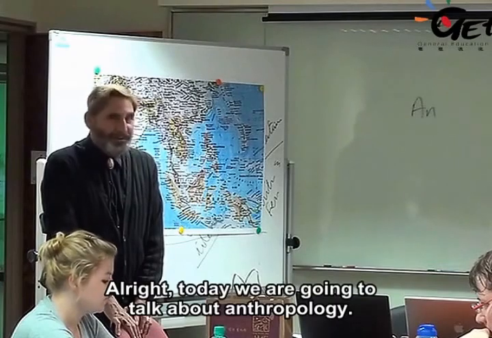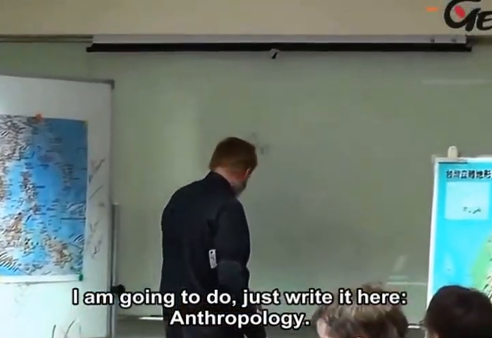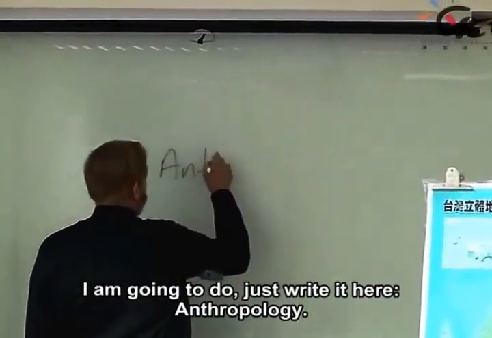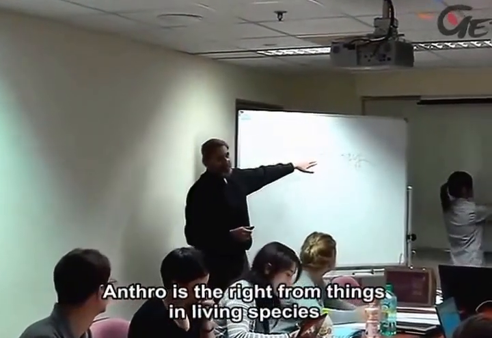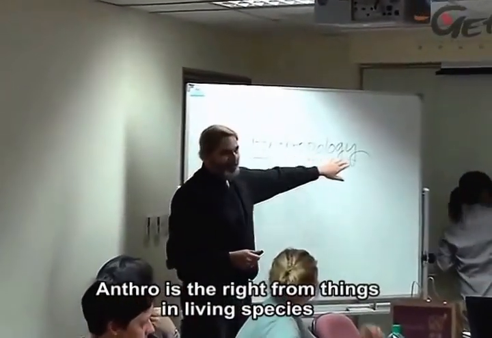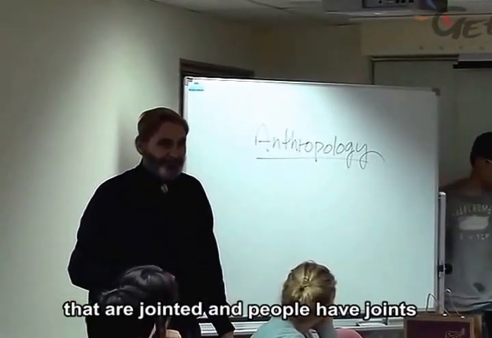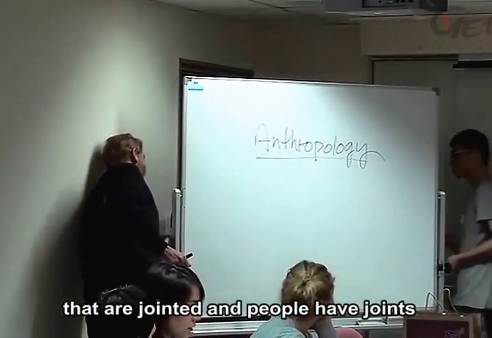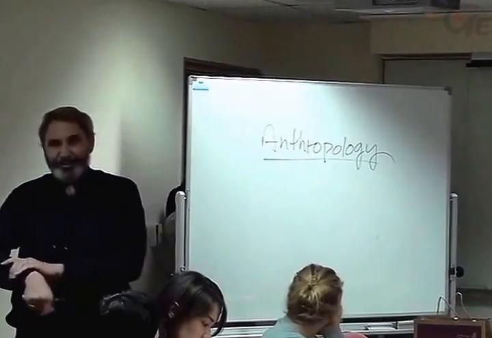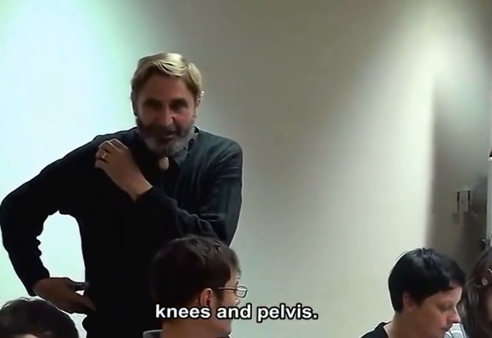All right, today we're going to talk about anthropology. And I'm going to introduce, right here, "anthro," which is derived from things in the living species that are jointed. People have joints in their wrist, hands, elbow, shoulder, knee, and the pelvis.